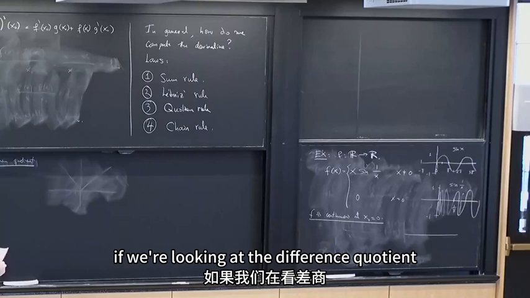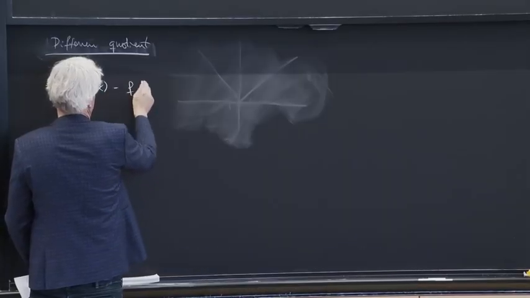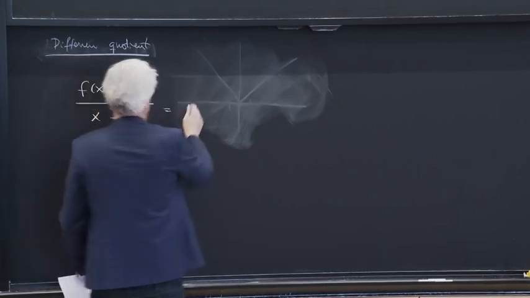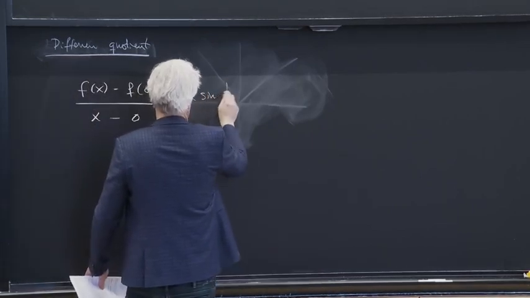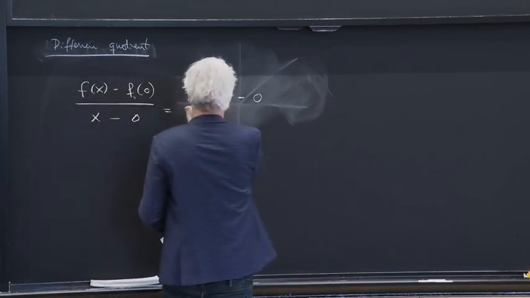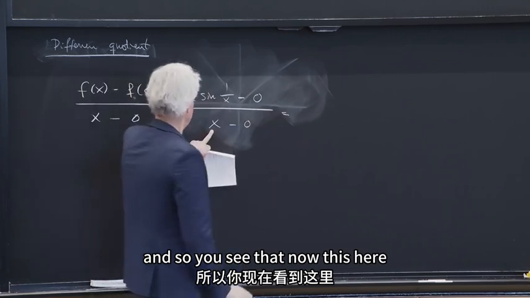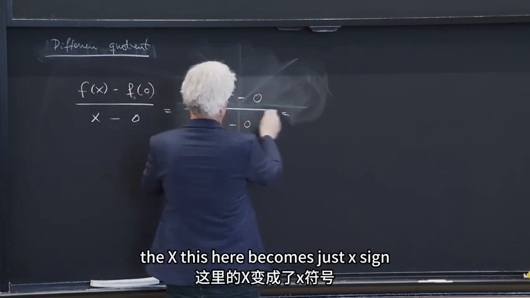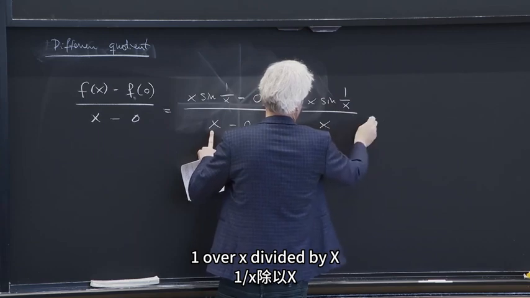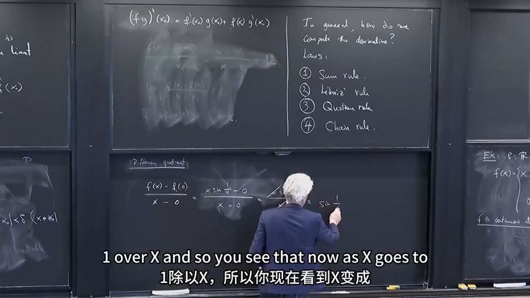So if we're looking at the difference quotient at 0, this here is the difference quotient. It's x sine 1 over x. The value at 0 by definition was 0. And so you see that this becomes x sine 1 over x divided by x, and the x cancels. So you just get sine 1 over x.